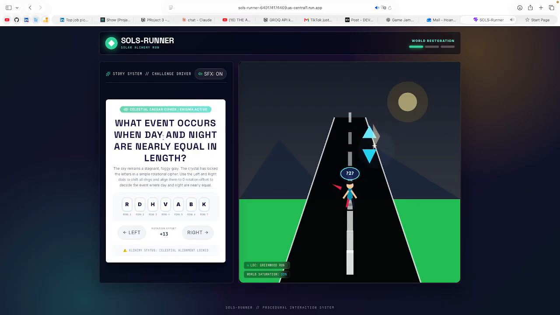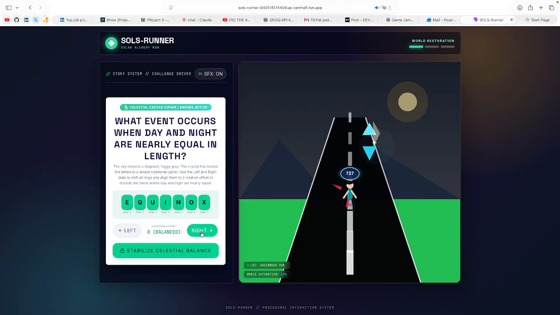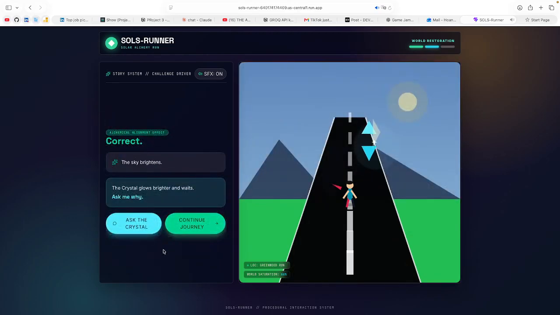I would go back, but the first question is about the solstice, and the second one is an enigma inspired by the theme of Alan Turing's Enigma machine that was in The Imitation Game. And if you balance this keyword of the equinox, you get the answer of the event that occurs when day and night are nearly equal in length. So it's the equinox. But why is that, by the way?